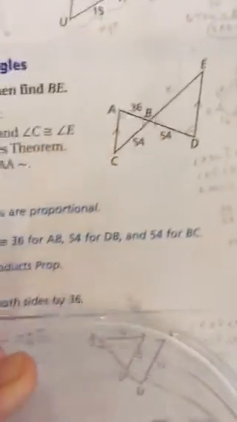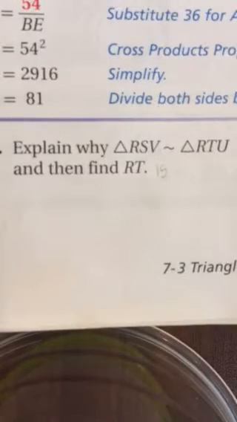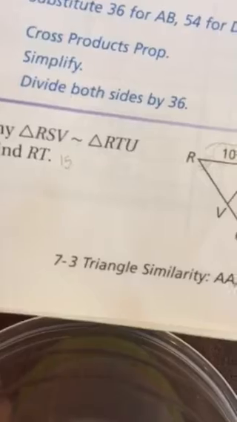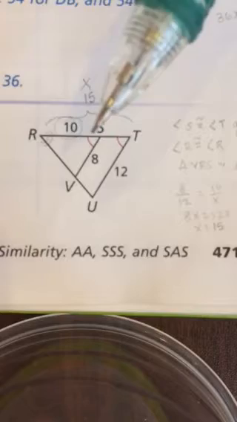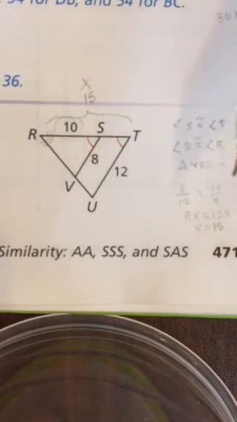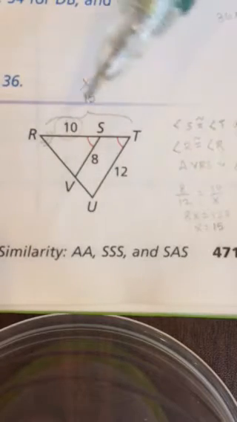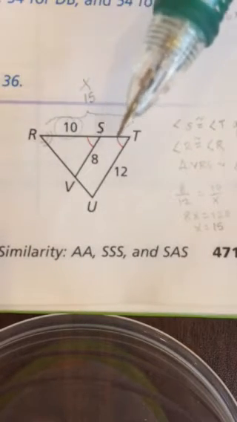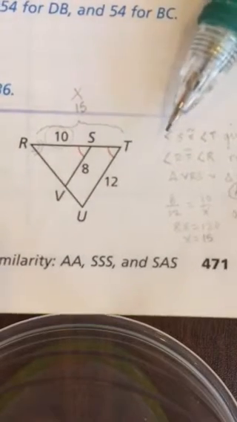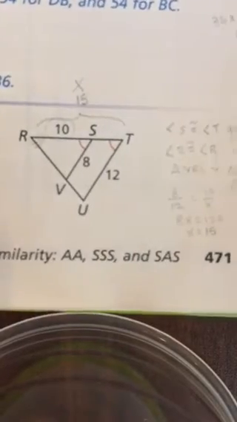Alright, lastly, no, I'm sorry, this is not last, this is number 3. Explain why triangle RSV is similar to triangle RTU, and then find RT. So here are our 2 triangles. We did a problem similar to this in class. We have the smaller triangle, RSV, we have the larger triangle, RTU, and we are going to show why they are similar. Well, the first thing you see is that we have a set of congruent angles. So I have said angle S is congruent to angle T, and that was given. Let me move the book just a little bit to see if we can get both of those in.